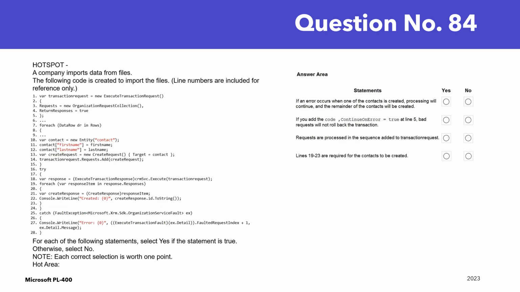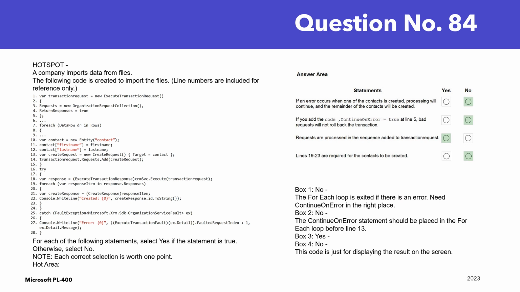A company imports data from files. The following code is created to import the files. Line numbers are included for reference only. Statement: if an error occurs when one of the contacts is created, processing will continue, and the remainder of the contacts will be created. No. Statement: if you add the code ContinueOnError equals true at line 5, bad requests will not roll back the transaction. No. Statement: requests are processed in the sequence added to the transaction request. Yes. Statement: lines 19 to 23 are required for the contacts to be created.